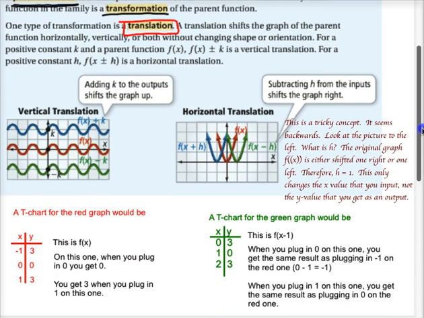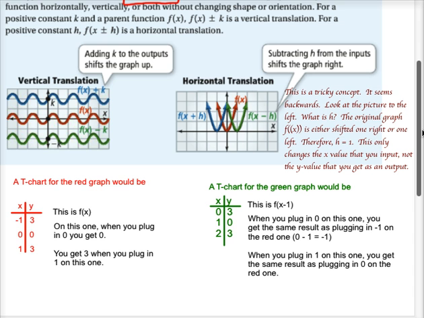Now, let's get a visual of what that means because that's really wordy, a little bit difficult to take in. So let's get a visual of this. Red in both of these pictures is going to be my parent function, okay? Now, on the vertical translation side, I want you to notice here, you are adding something at the end. You're taking your function and you're just adding on to it at the end, okay? Or subtracting from the end.